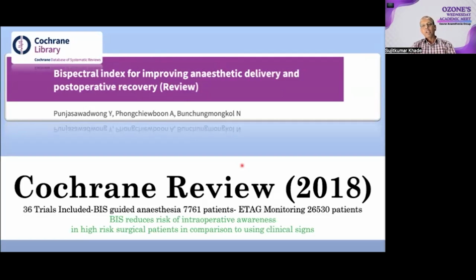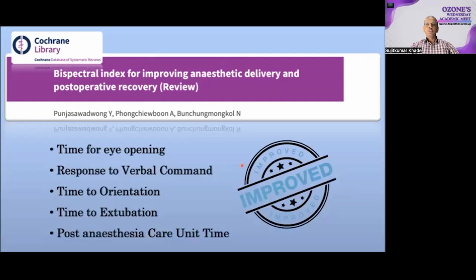In addition, anesthesia guided by BIS kept within the recommended range improves anesthetic delivery and post-operative recovery from relatively deep anesthesia. Another important conclusion of this Cochrane review is, irrespective of the anesthetics used, BIS reduces the following recovery times, that is time for eye opening, response to verbal command, time to orientation, time to extubation, and the post-anesthesia care unit time. So these are all positive conclusions for the use of BIS in clinical practice.